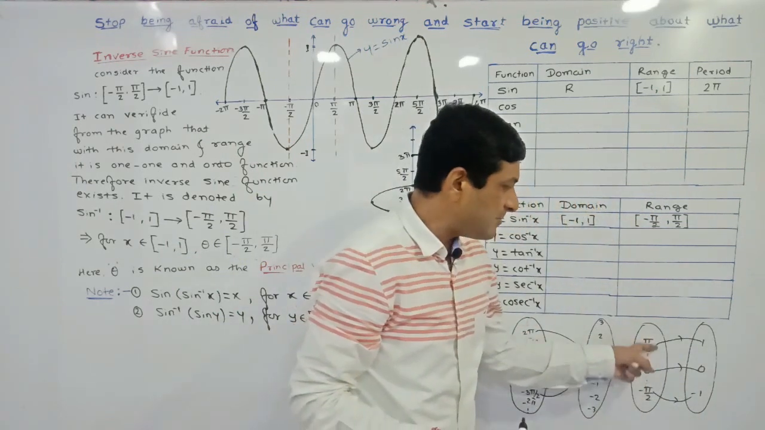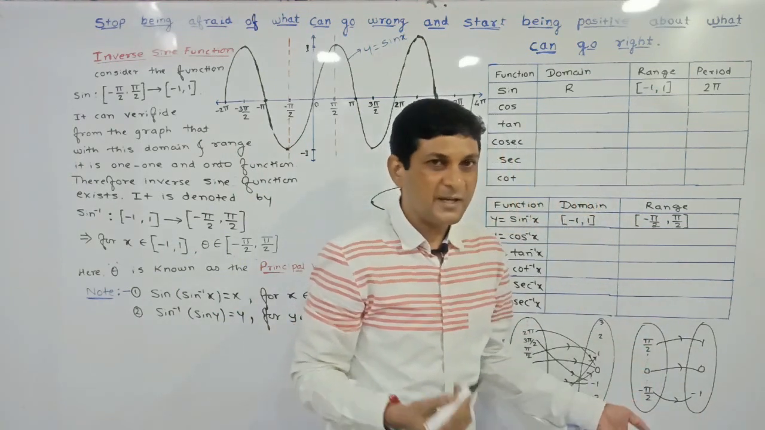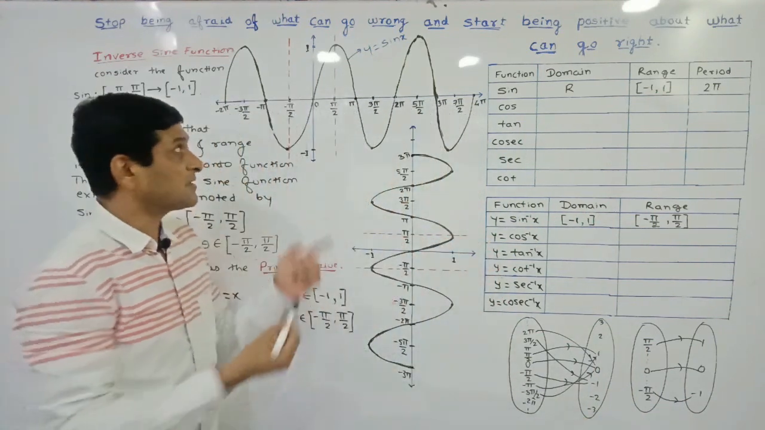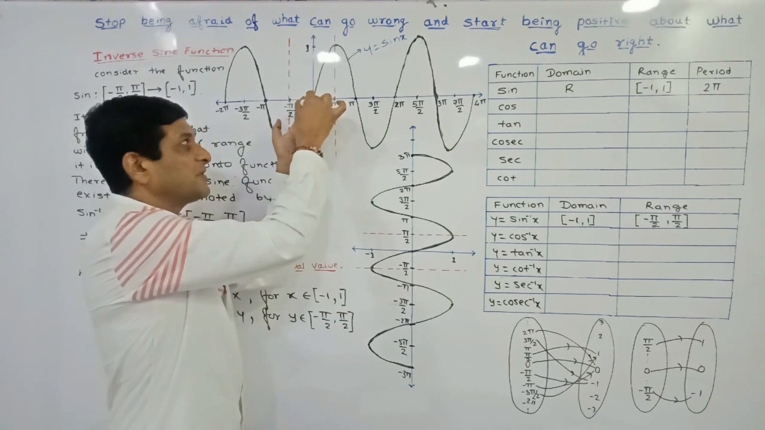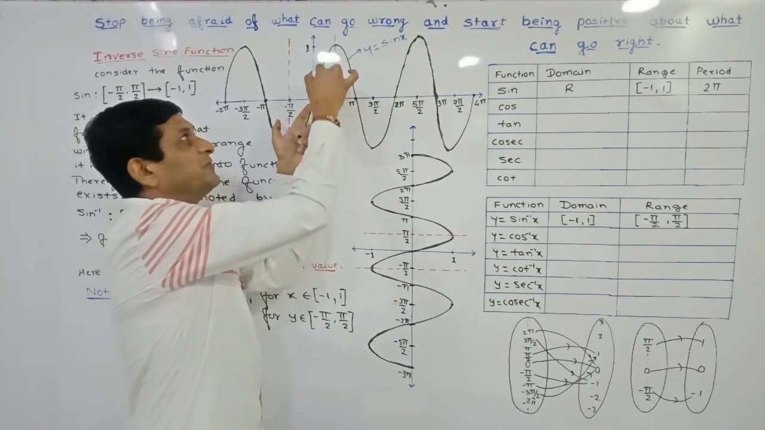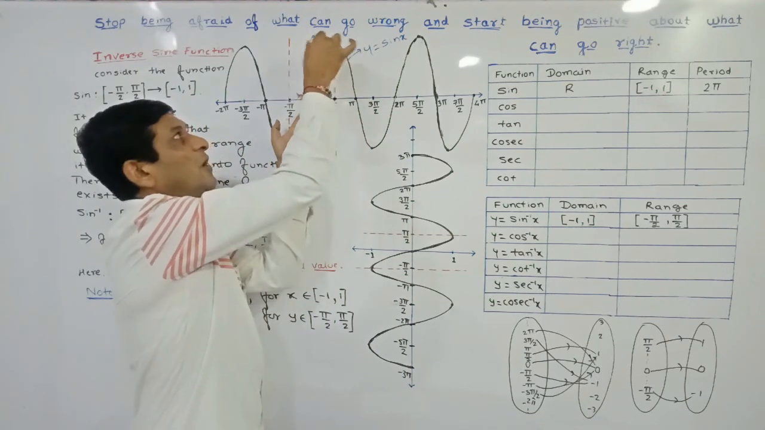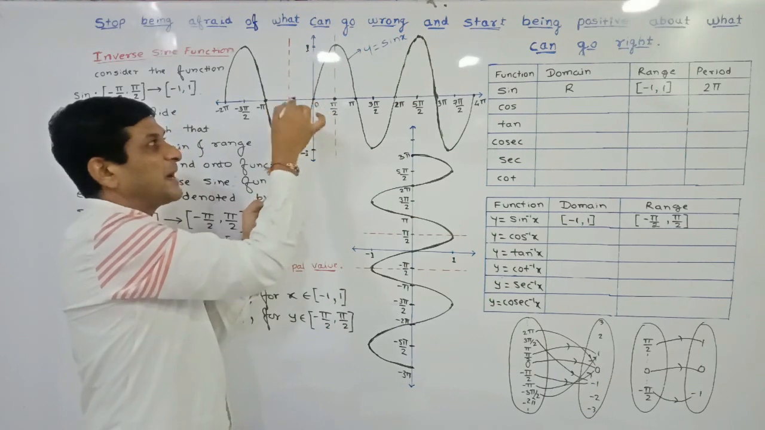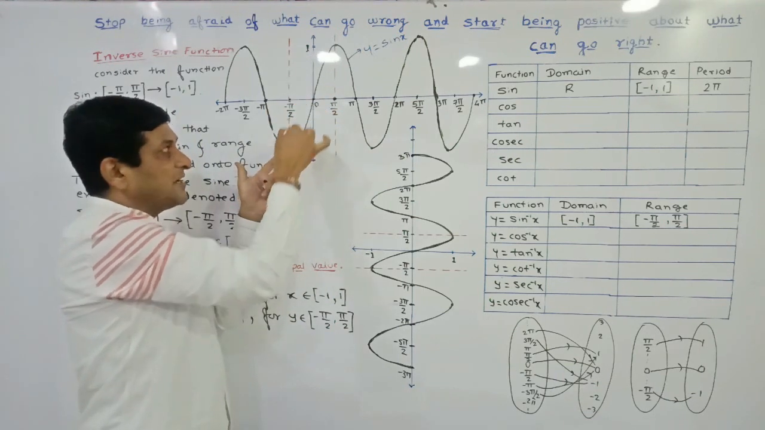और 0 और pi by 2 के बीच में भी बहुत सारे नंबर है. 0 degree, 1 degree, 2 degree, infinite numbers are there. And from this graph we can observe that for the values of theta in between 0 to what? Pi by 2. The values of sine functions are in between what? 0 to what? 1. And for 0 to minus pi by 2, value of sine functions are in between what?